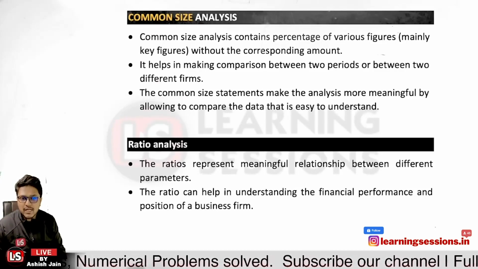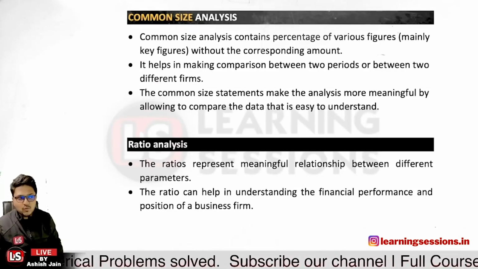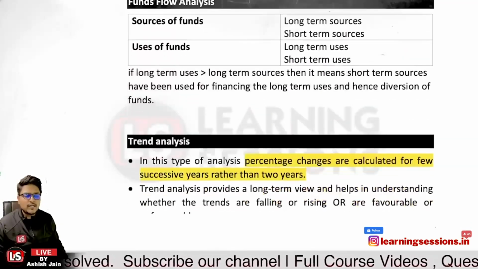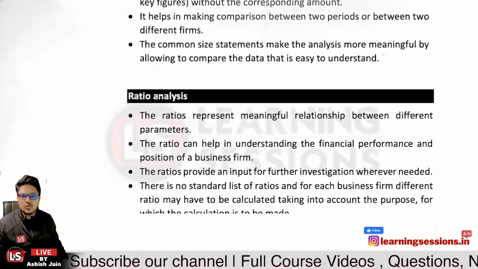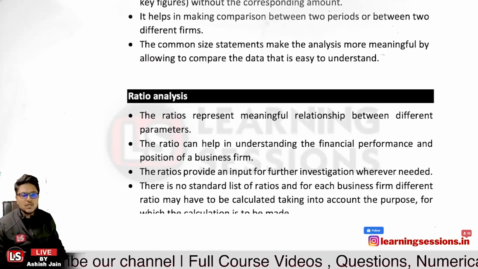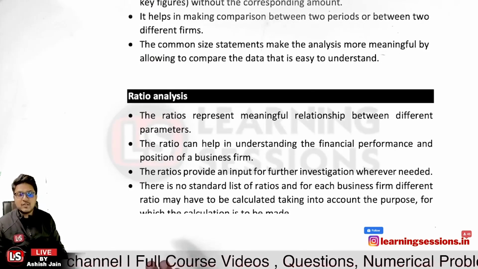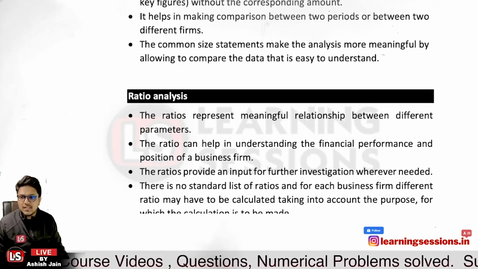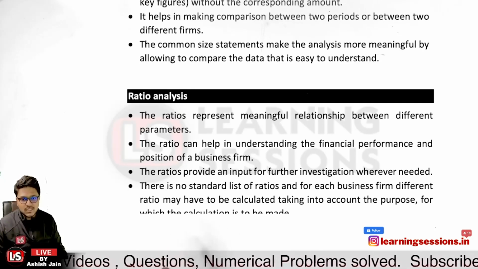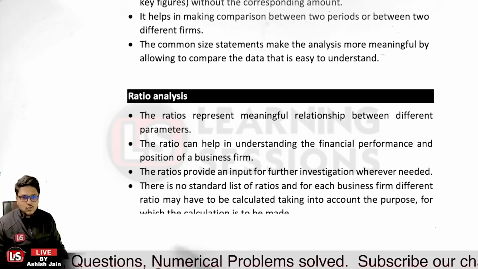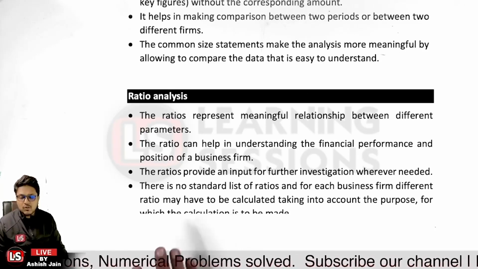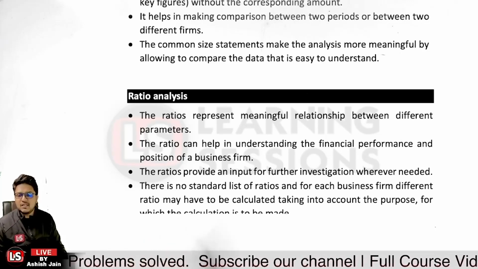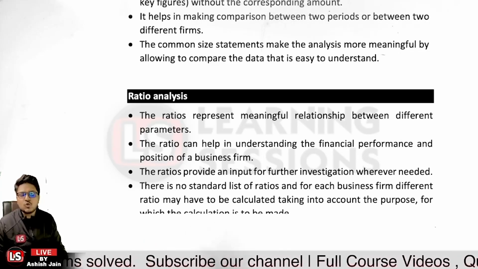So first one was related to fund flow analysis. Second one is related to trend analysis, and the third one is related to ratio analysis. Ratios are very important, very meaningful, and they give us a very clear and transparent picture about different terminologies in the accounting statement itself. So what are ratios actually? Percentages, proportions, decimals, those are basically representing the ratios.